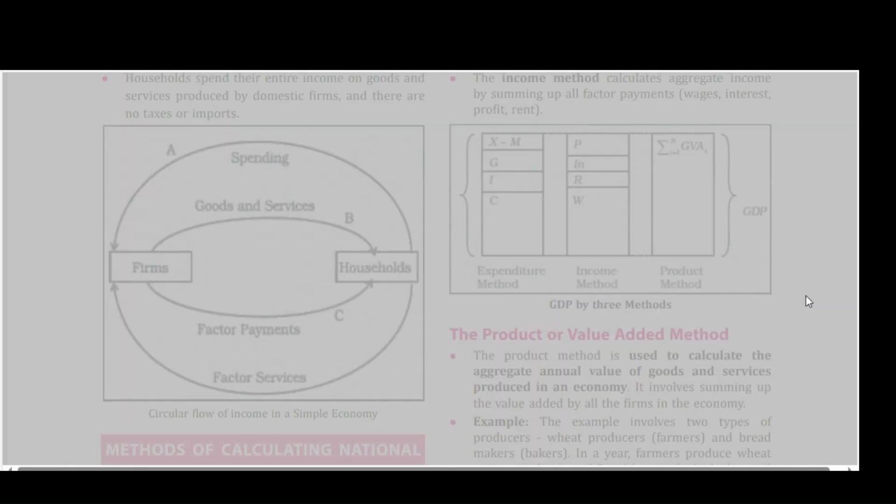Households spend their entire income on goods and services produced by domestic firms, and there are no taxes or imports. Circular flow of income in a simple economy.